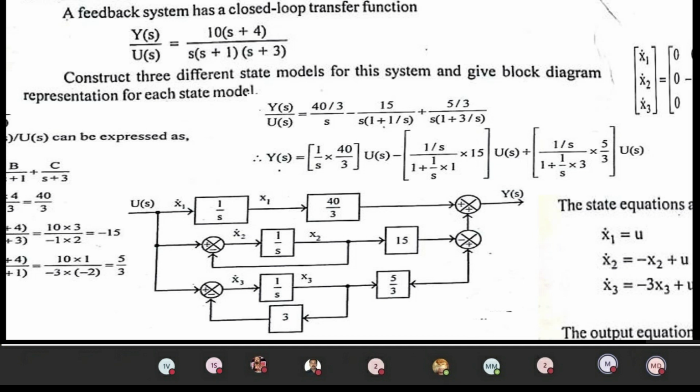So similarly x1 dot is nothing but just u. So this is your state equation. The output equation will be this one. Before this, the summary of the output equation was there. The signal has been coming from 40 divided by 3 into x1, 15 into x2, and 5 divided by 3 into x3, into 1 by s. So these will be the various transfer functions.